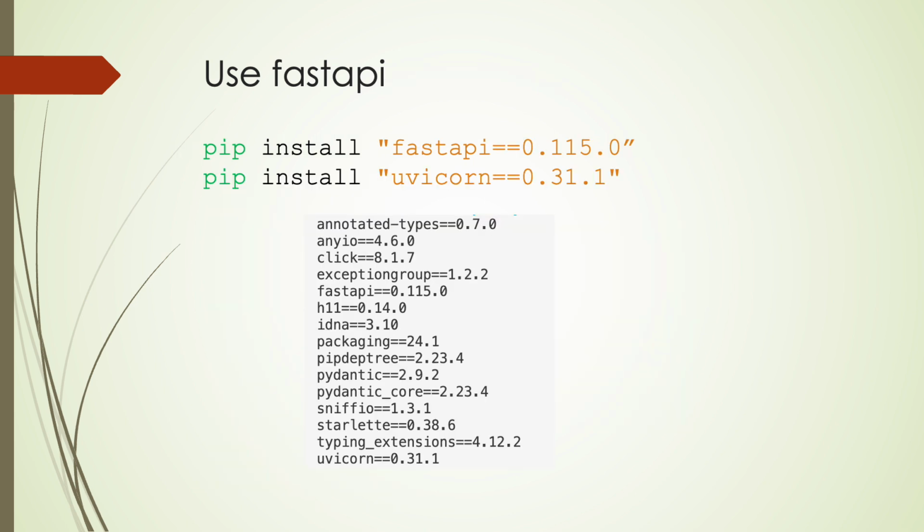In production, it's recommended to only install the minimal packages required. For a FastAPI project, we only need to install FastAPI and Uvicorn. The latter is an ASGI web server for running FastAPI applications. If we run pip freeze now, we can see the number of packages installed is dramatically reduced.